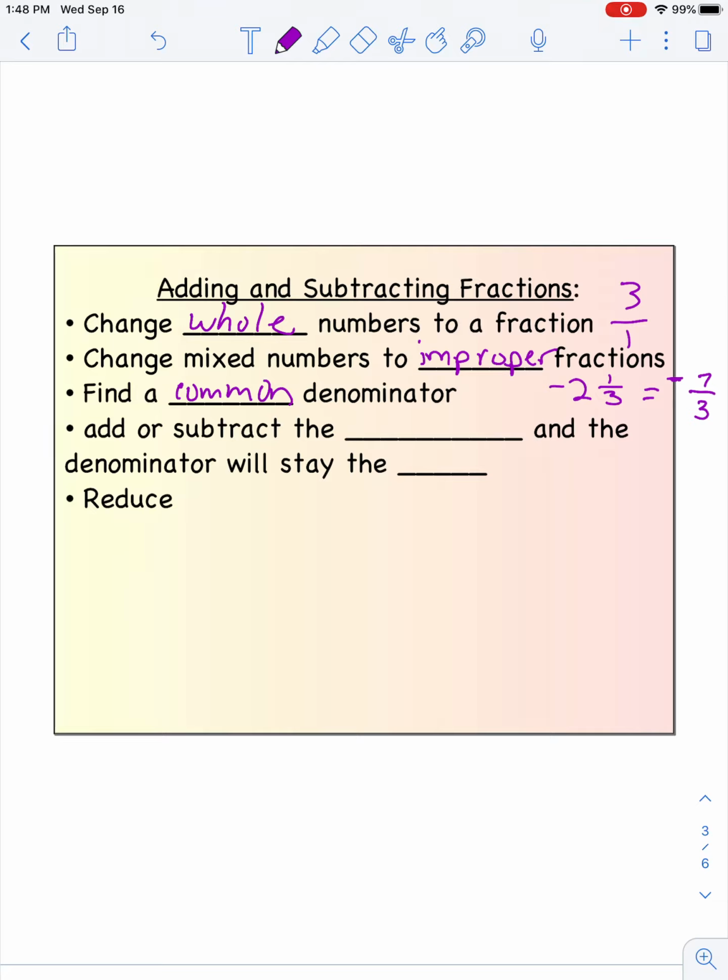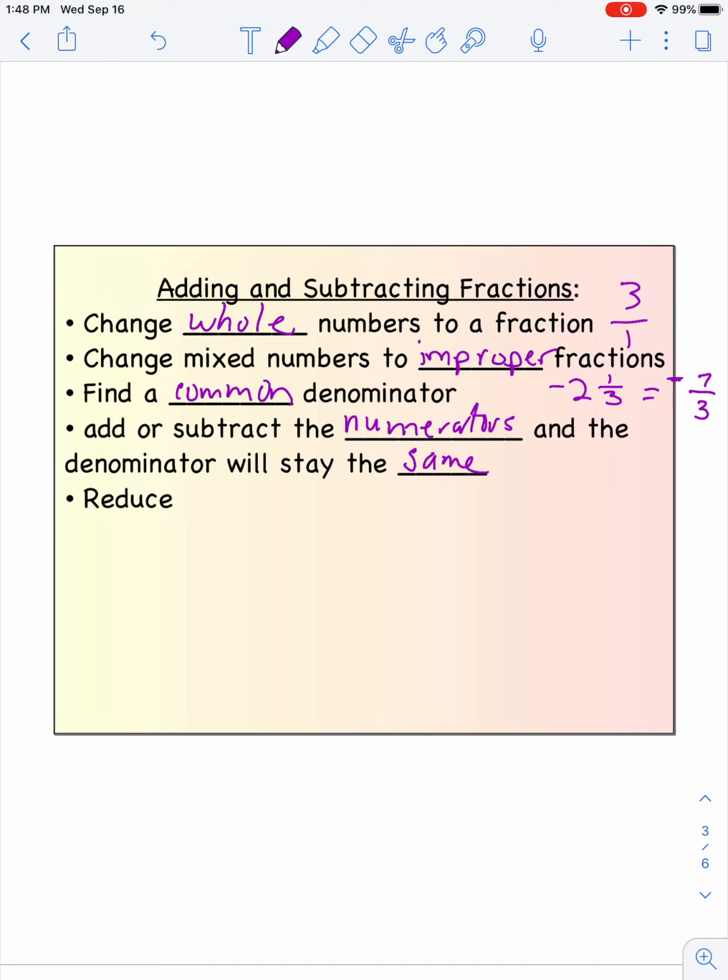So once we've changed the whole numbers to fractions and mixed to improper and found a common denominator, we're going to add or subtract. We add and subtract the numerators, and the denominator stays the same. So we always reduce at the end if we can.